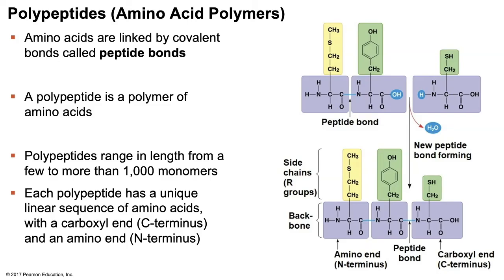And as we build larger polypeptides, you'll notice that each has a unique linear sequence of amino acids, always with an amino or N terminus on one end, and the carboxyl or C terminus on the other end. Elongating the polypeptide involves, again, a dehydration reaction, whereby we lose a water molecule, just like when building the carbohydrate polysaccharides.